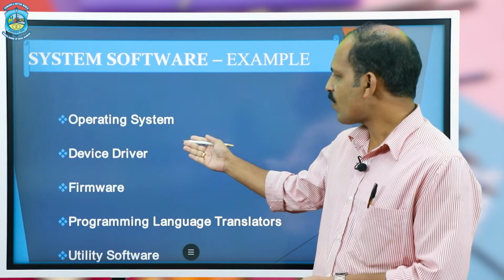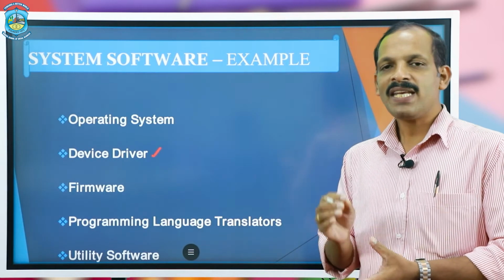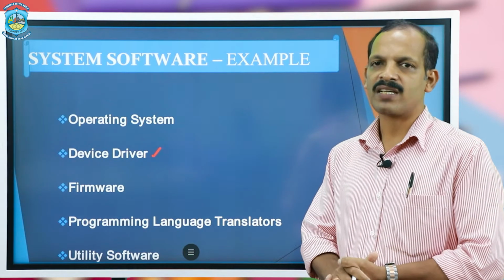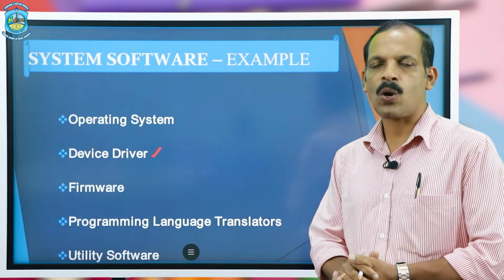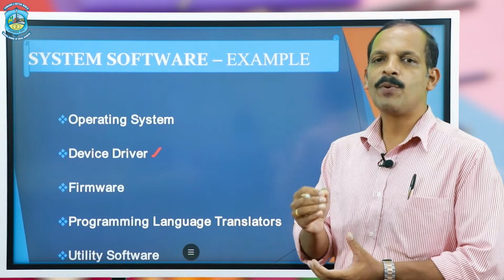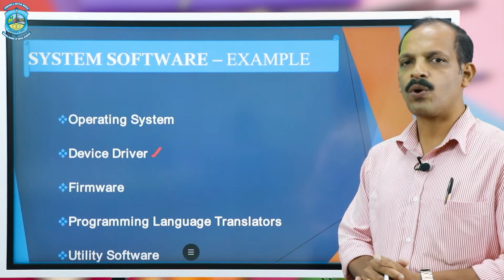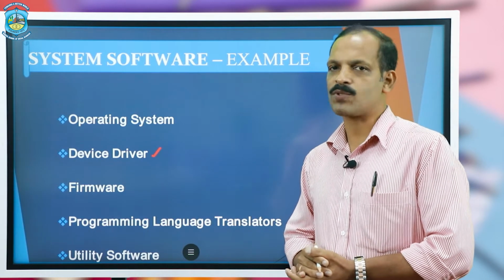In the case of device drivers, many hardware devices need the support of software. For example, when we install a printer or scanner, we install extra software to communicate with that hardware device. That type of software is called a device driver. This is also a type of system software.